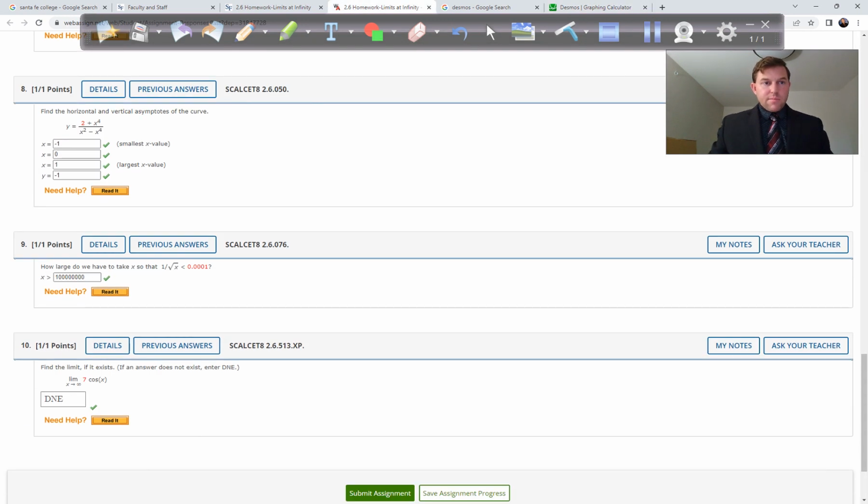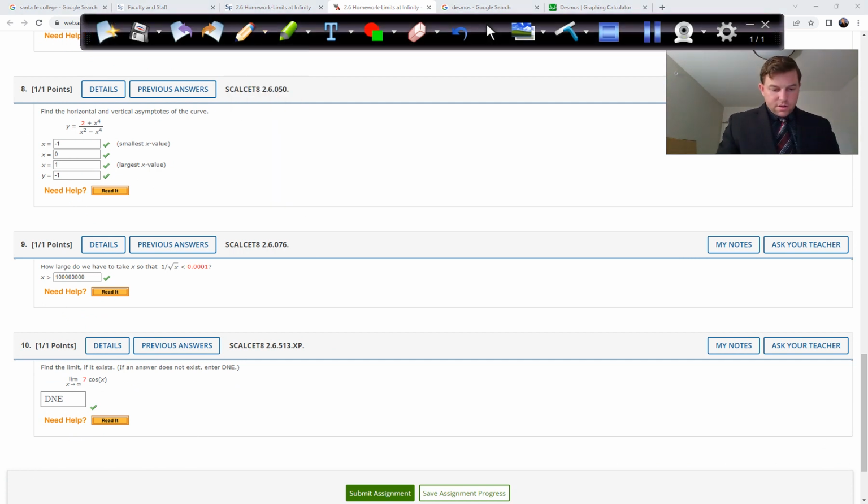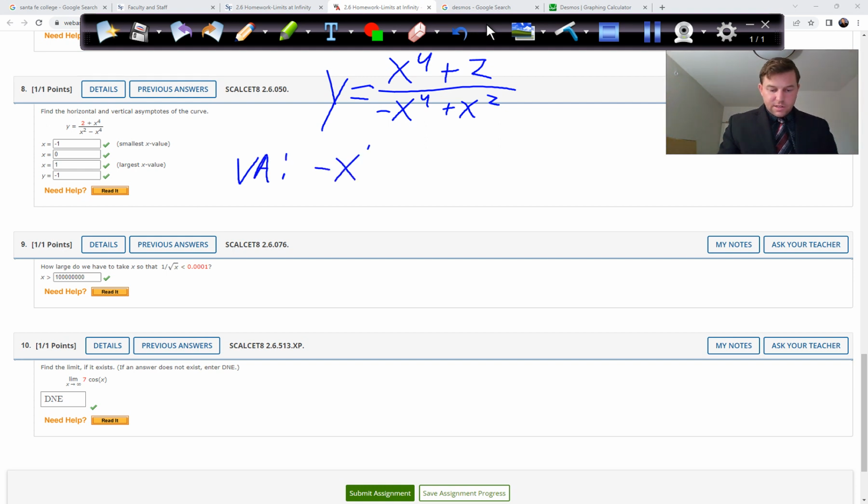Okay, same approach with number 8. I won't graph this one since I think you got the idea now. We have y equal to, I'm going to rearrange this a little bit, x to the 4th plus 2 over -x to the 4th plus x squared. And for the vertical asymptotes, that occurs when -x to the 4th plus x squared equals 0.